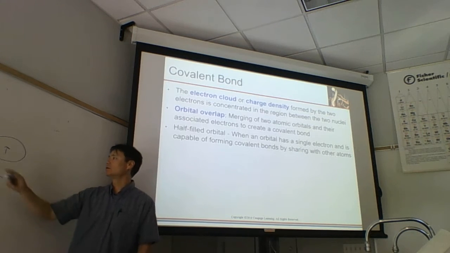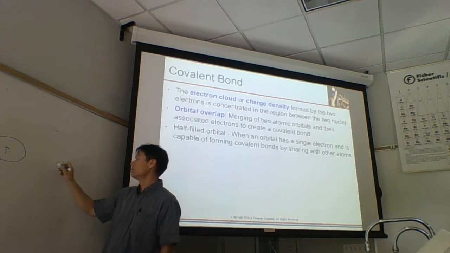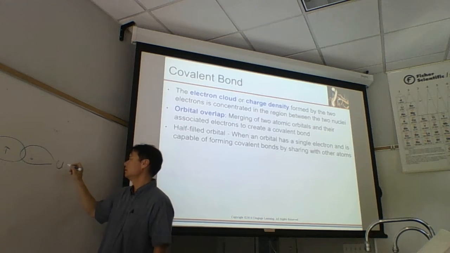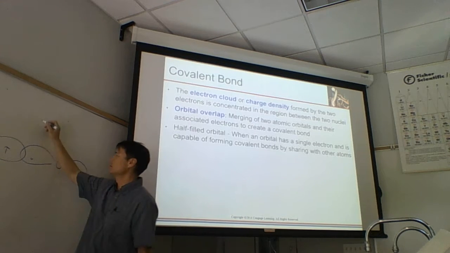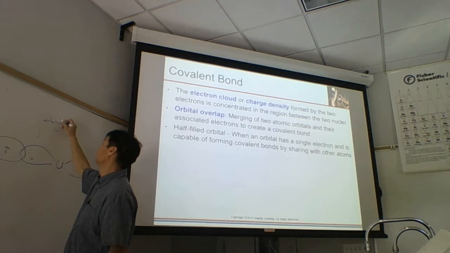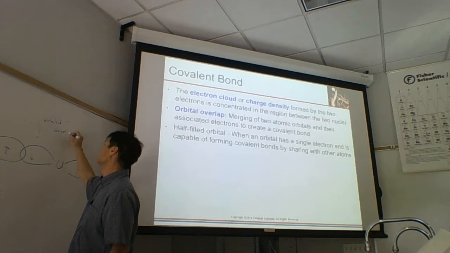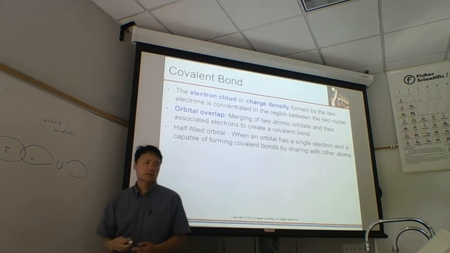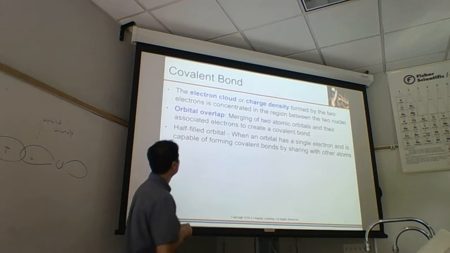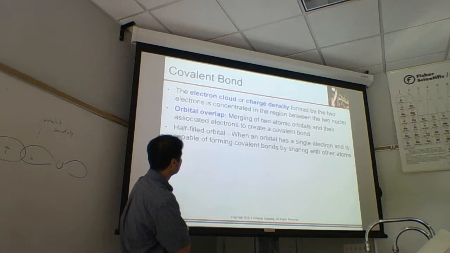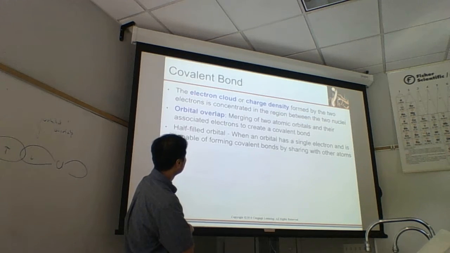So this is chlorine, 1. And then we have a chlorine on another. And when we try to visualize what's happening with the covalent bond, this is what's happening. We get orbital overlap. And so a covalent bond consists of orbital overlap, merging of 2 atomic orbitals and their associated electrons to create a covalent bond.